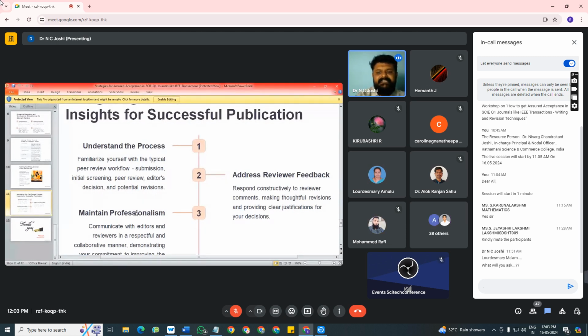First is understand the process. Familiarize yourself with the typical peer review workflow: submission, initial screening, peer reviews, editors' discussion, and potential revisions. Understand the process.